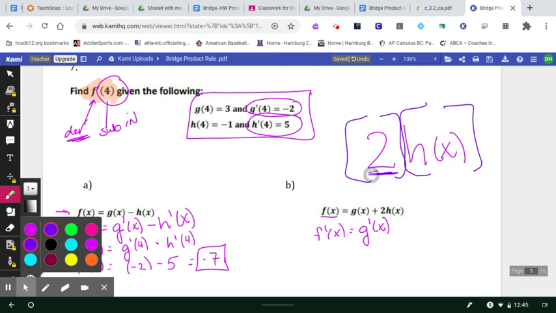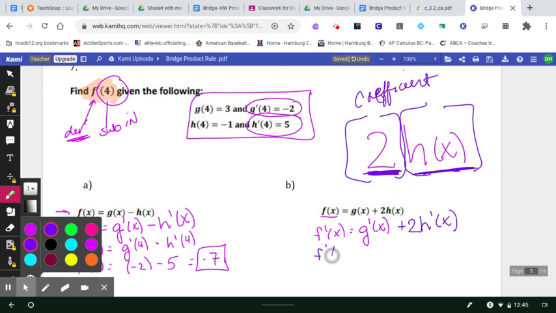This 2 is just called the coefficient, and it just stays there because it's just a number. So I just get 2 and then the derivative of this term. So 2h prime of x. So again, if it's a coefficient, and maybe jot that word down for yourself, coefficient, it just stays there. And you derive the other piece.